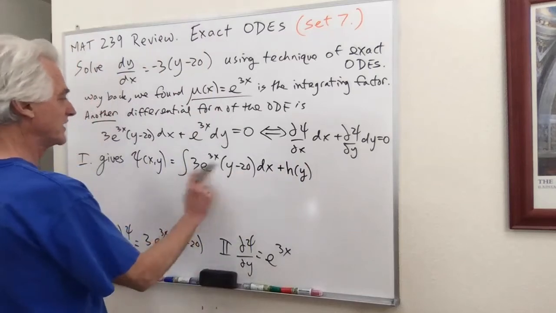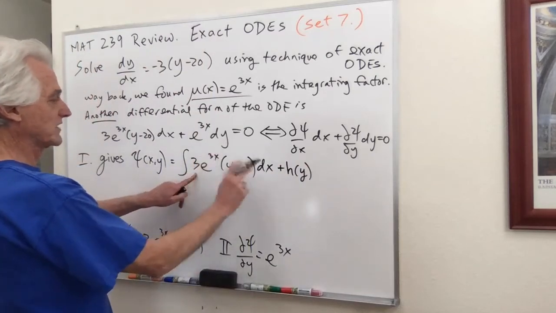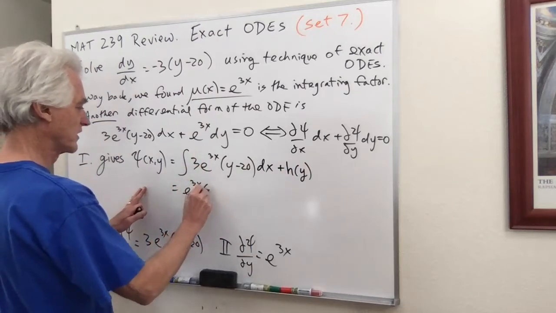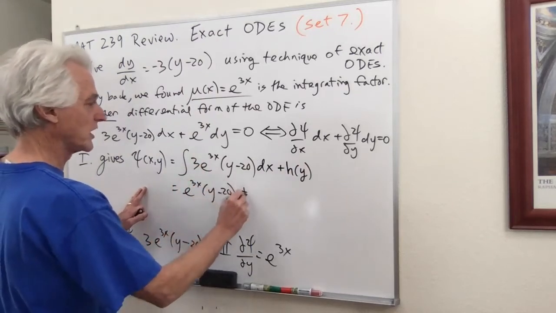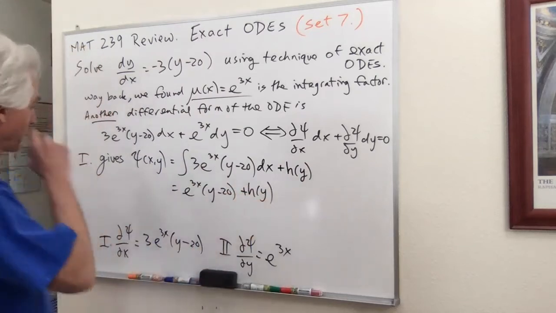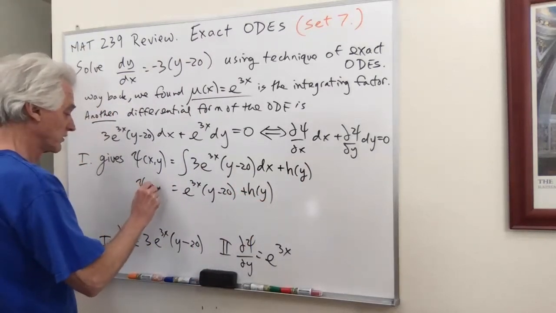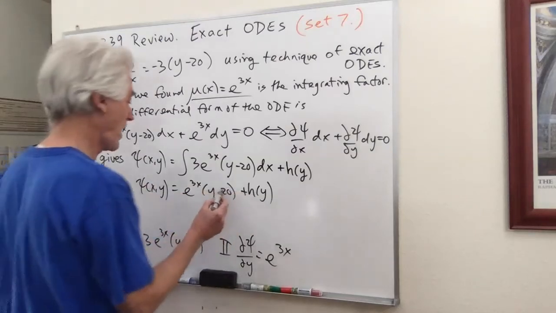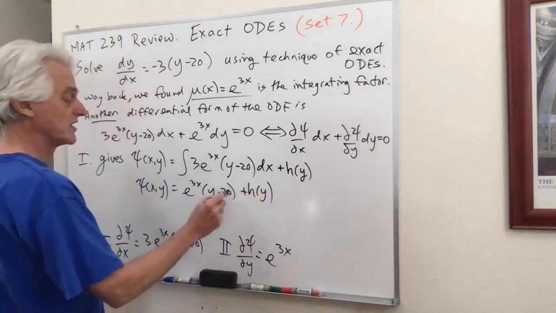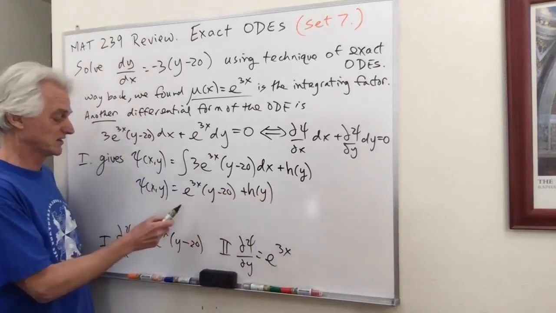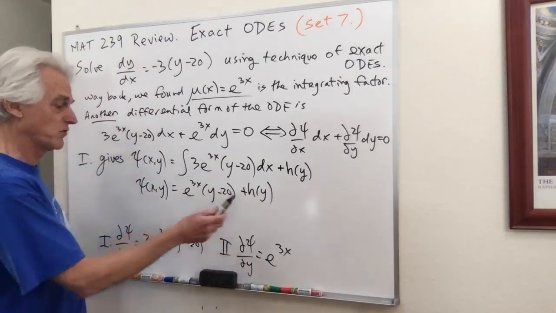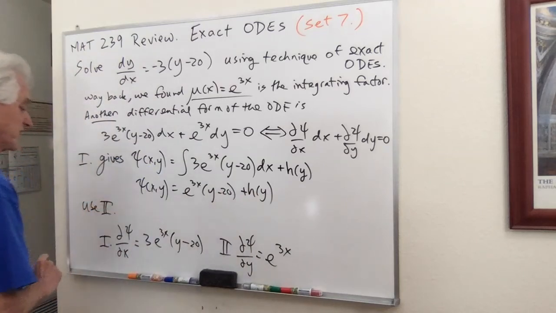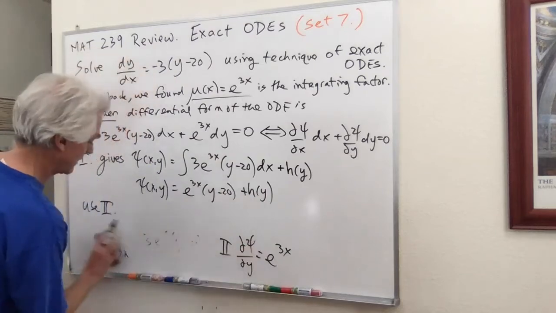That's all a constant. 3 is a constant, but the integral of e to the 3x dx is e to the 3x over 3. So this is pretty easy. The 3 goes away. I get e to the 3x times y minus 20 plus h of y. So ψ of x and y is e to the 3x times y minus 20 plus some arbitrary function of y. I think of this as the partial answer, halfway through.